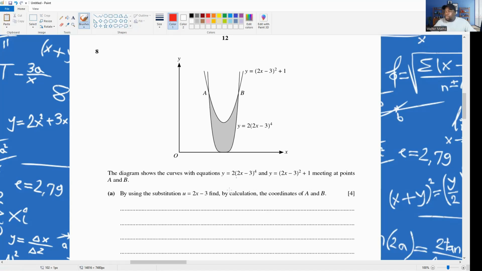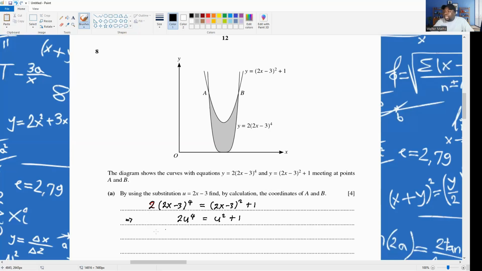All right. So we're talking about coordinates of A and B where the two graphs meet, right? When the two graphs meet, we can form a simultaneous equation where we can say that 2 of 2x minus 3 to the 4 is equal to 2x minus 3 squared plus 1, all right? Okay, so we have to use the substitution. So using the substitution, that will be 2u to the 4 being equal to u squared plus 1, okay?